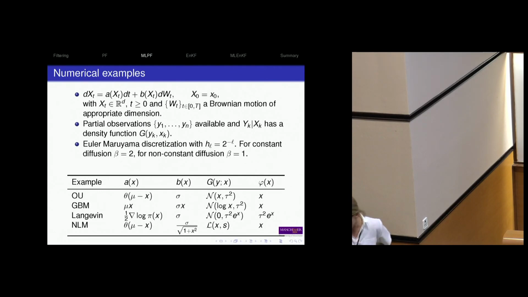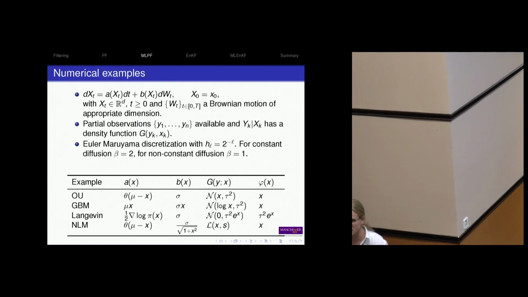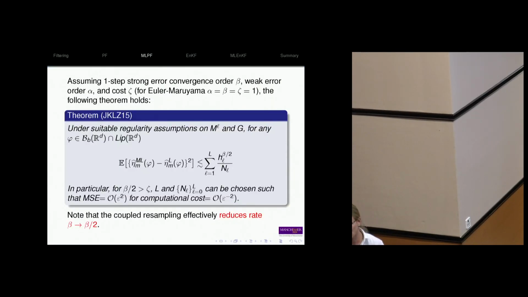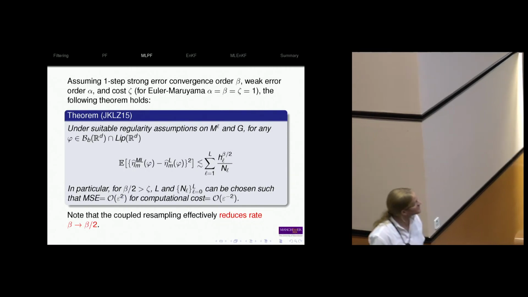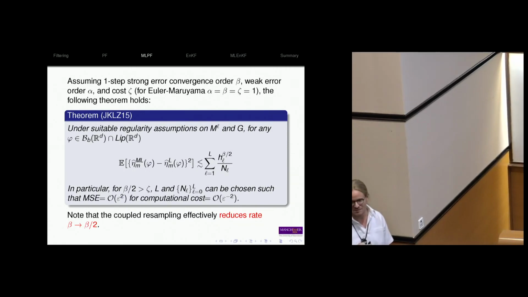Yes. The bit about the rate being reduced. Give me some intuition, maybe why? Can you recall? What? Okay, if you don't. Well, it just arises from this coupled resampling. I don't know. Do you have a better answer than that?